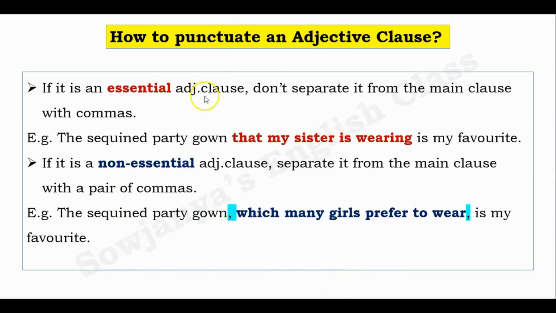If it is an essential adjective clause, no commas. If it is a non-essential one, we should use a pair of commas to separate the adjective clause.